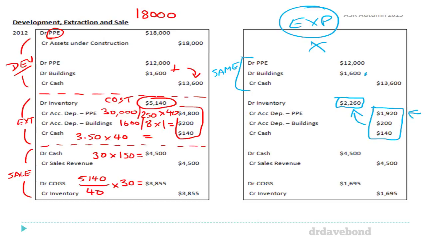The thing which changes is the accumulated depreciation for property, plant, and equipment. Because on this side we had 12,000 and 18,000, whereas on this side we only have 12,000. So it's going to be 12,000 divided by 250 times 40. And that's the only thing that changes. The idea behind the calculation is the same. You're still adding up these three things, but we don't have that extra $18,000 of assets for exploration because we got them off the books straight away.